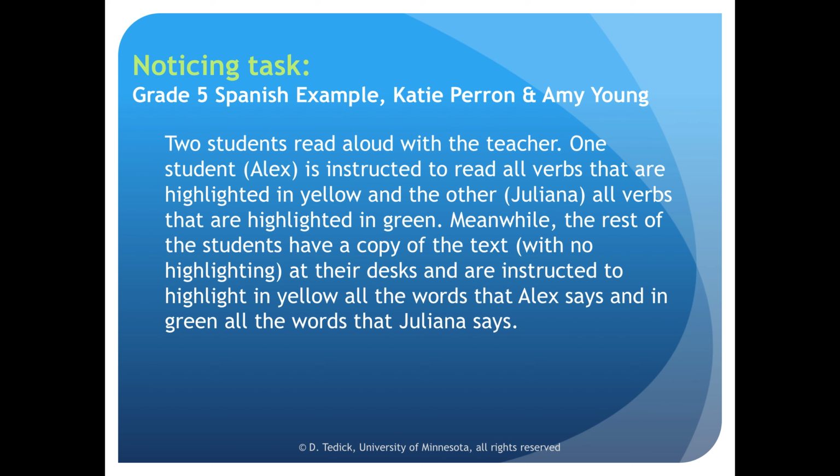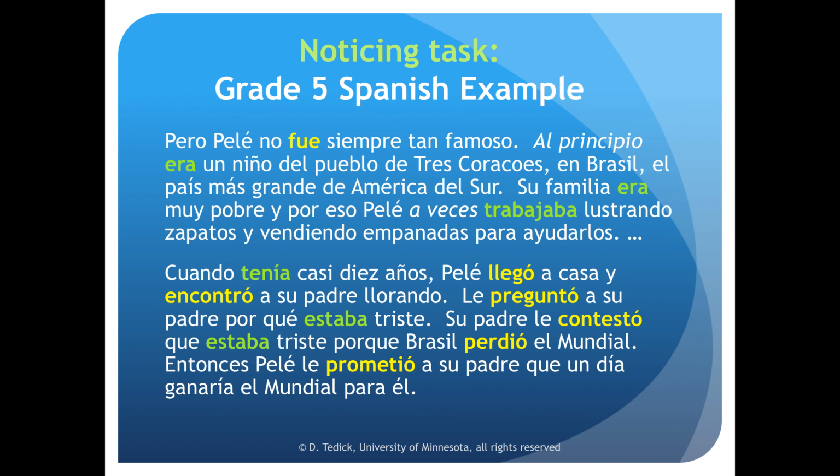And then meanwhile, all the students were at their desk. They had a copy of the text that had no highlighting, and then they were instructed to highlight all the yellow words that Alex said. So they had to highlight in yellow all of the words that Alex would say, and in green all the words that Juliana says. Okay? So as you can see here, Alex's were the preterite forms, and Juliana's were the imperfect forms. So that's all they did.